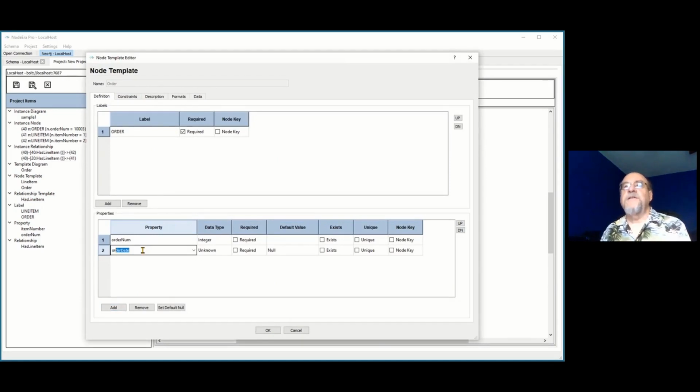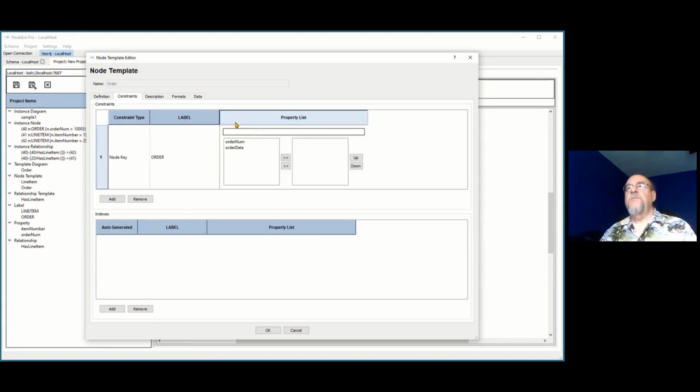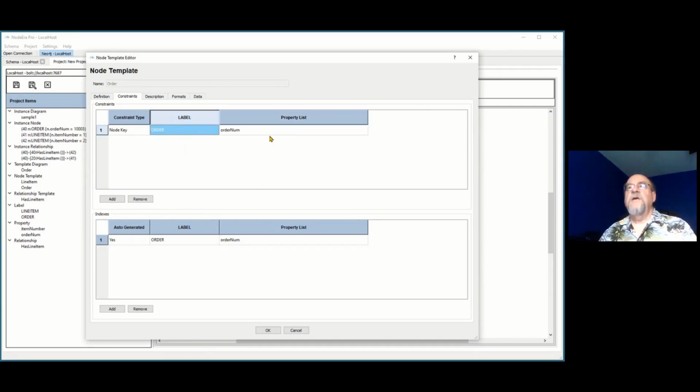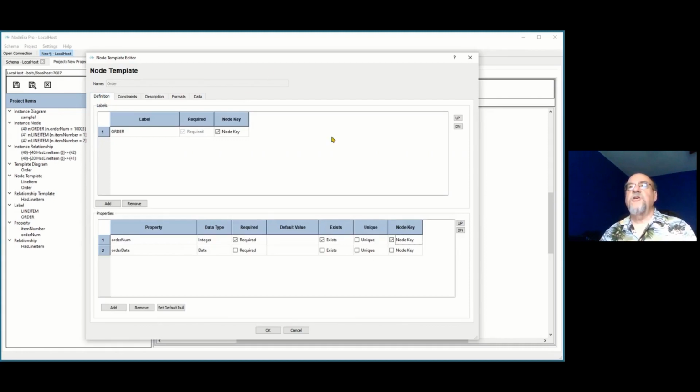All right, now let's go into the template for the order. I think an order date would be good. So we can define additional properties in the template. We can create constraints. This is probably a good case for a node key. So we're going to add a constraint, pick our label, pick our property list for the node key, and you'll see below that it's telling us we're going to get an index generated automatically. We can also add descriptive information about the order node.